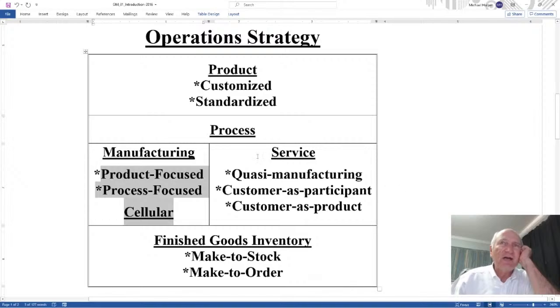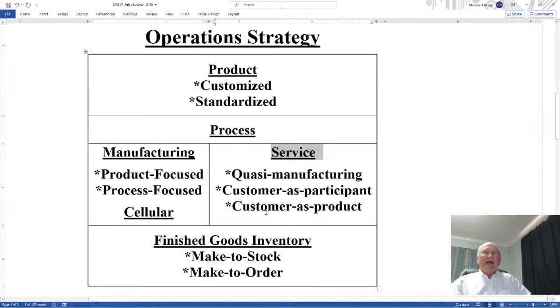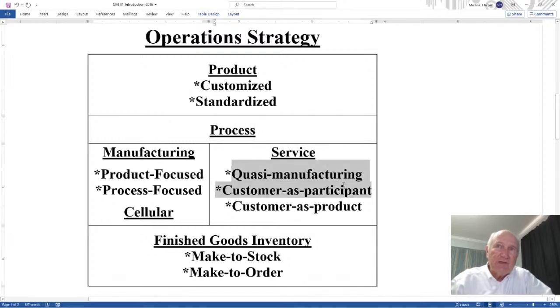Okay. The other type of process design is a service process design. Well, remember, I define service industry as when the customer is part of the operations. Well, the amount of customer involvement in the operations defines different types of service designs. So again, this is a service process design. Well, there are three types: quasi-manufacturing, customer as participant, customer as product.